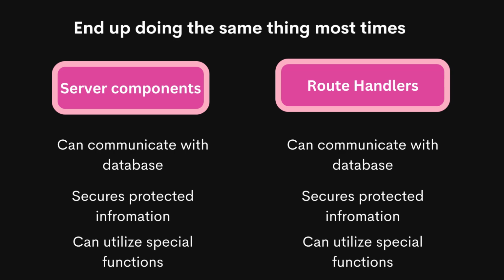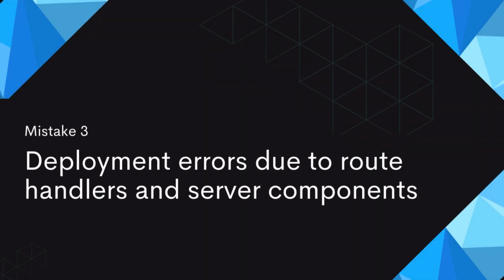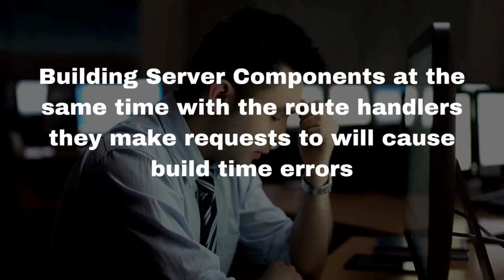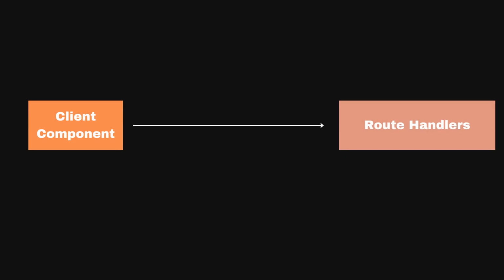Besides that, all the code from my route handlers could have been seamlessly incorporated into my server component functions without any issues or security breaches. Deployment errors due to route handlers and server components. Building your API routes at the same time as the server components that make requests to those API routes will cause build errors.